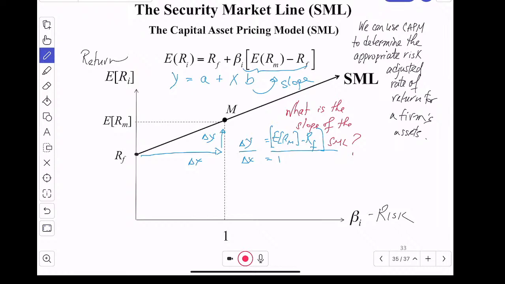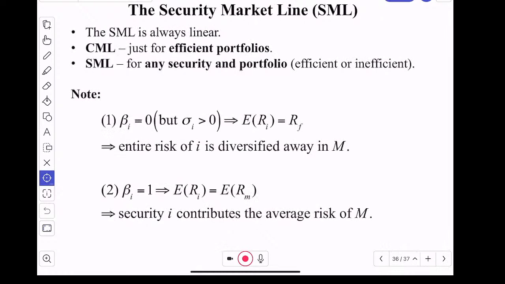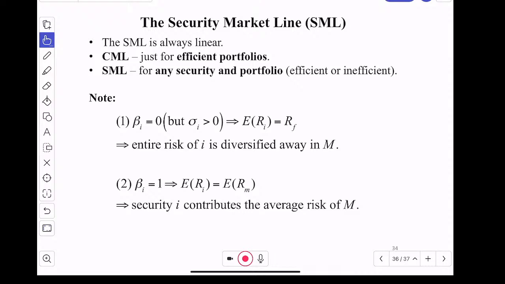All right. So that's why when I read this out, I say for every unit of risk, that's like my x, 1 unit change in x, I must be compensated the market risk premium. All right. So the security market line is linear, where the CML had just efficient portfolios on it. The SML is for any security or any portfolio, efficient or inefficient.